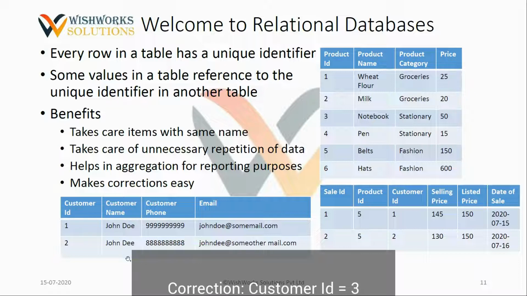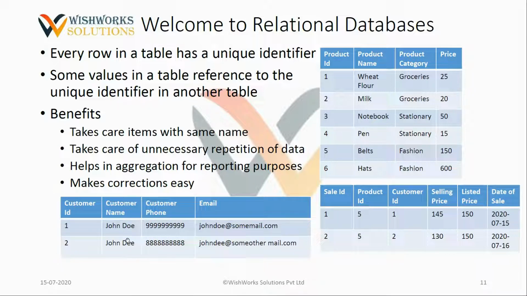So what if I ask you, okay, tell me the customers whose names are John Doe? Then you can simply search on this and say that with the name John Doe, there are two customers, that is customer ID 1 and customer ID 2. So if you look at it, each customer in this table has got a unique identifier, which is a customer ID. Each product in this table has got a unique identifier, which is called a product ID. Similarly, each sale in this table has got a unique identifier, and that is called the sales ID. And if you look at it, the sales table is referencing the product ID from the products table and also the customer ID from the customers table.